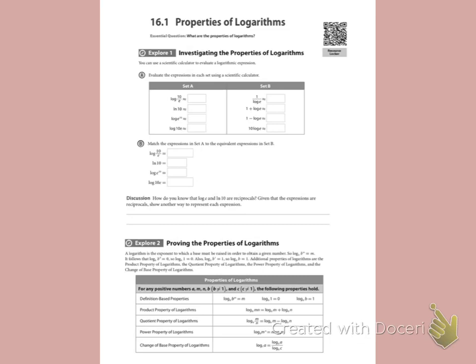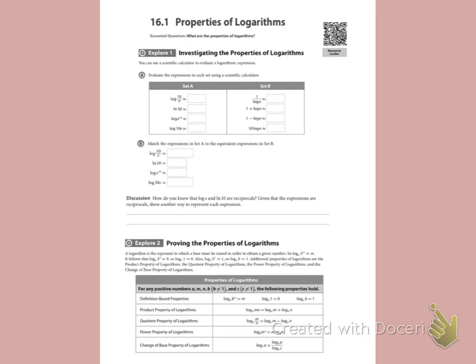In today's lesson, we're going to be exploring some properties of logarithms, and we're going to use some of these properties of logarithms to solve some real life problems involving exponential growth, exponential decay.